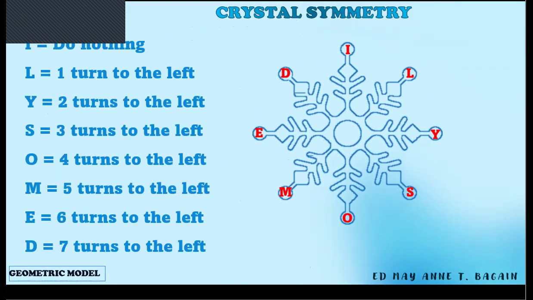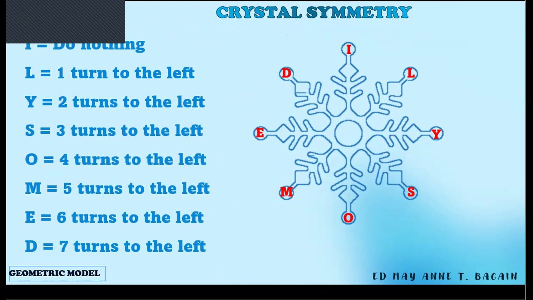Now, let us discuss the following moves, starting with the front moves. I is equal to do nothing. L is equal to 1 turn to the left. Y is equal to 2 turns to the left. S is equal to 3 turns to the left. O is equal to 4 turns to the left, and M is equal to 5 turns to the left, and E is equal to 6 turns to the left, and D is equal to 7 turns to the left.